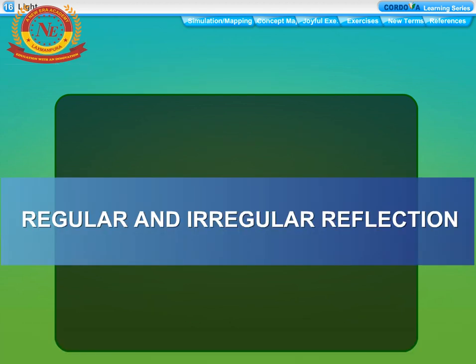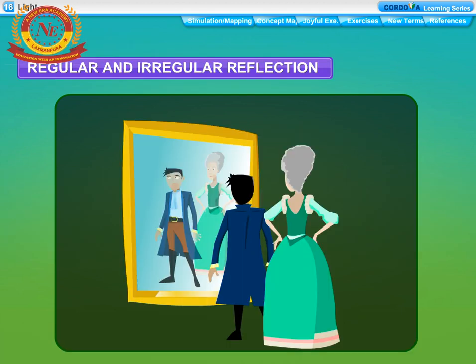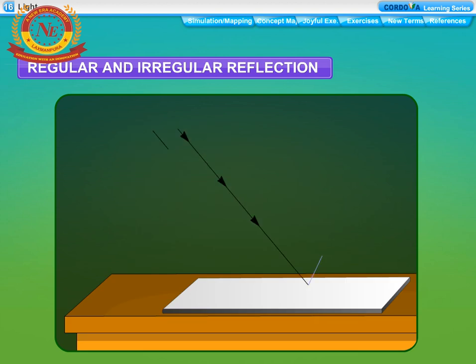Regular and irregular reflection. When we hold a plain mirror in front of us, we see our face in it. This is because the entire light that falls on the surface is reflected in a definite direction. Such a reflection is called regular reflection. The phenomenon due to which a parallel beam of light on striking a smooth, highly polished surface, like a plane mirror, is reflected back as a parallel beam of light is called regular reflection of light.